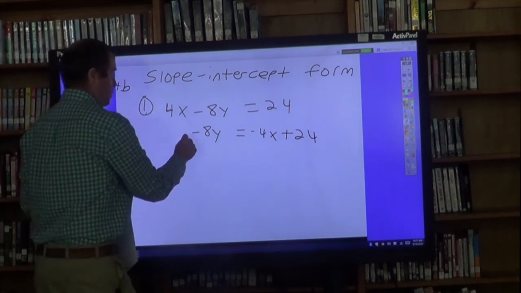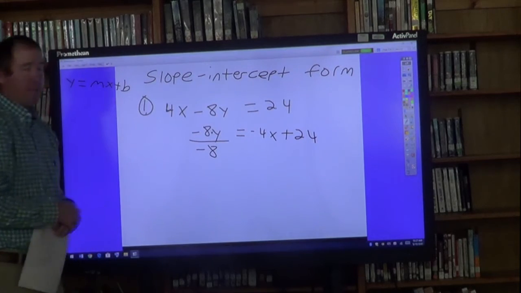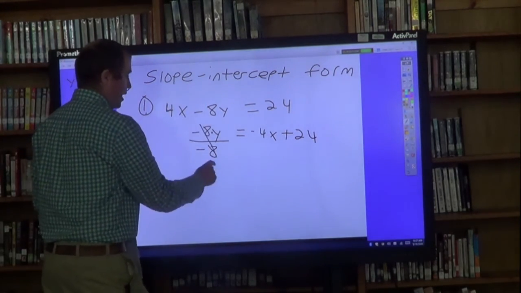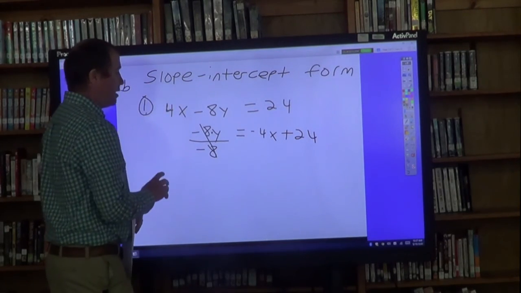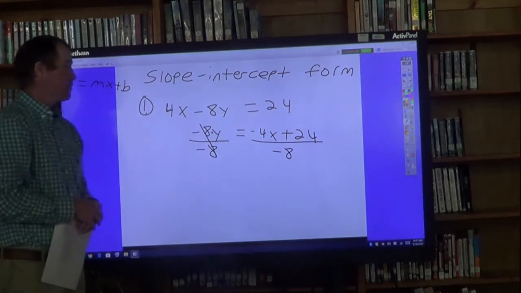And then we will kill the multiplication by inverse operation using division. So we divide by negative 8 over there. Those cancel. They turn into a 1. They don't really cancel, but they turn into a 1, which would be imaginary. So we divide this by negative 8 also.